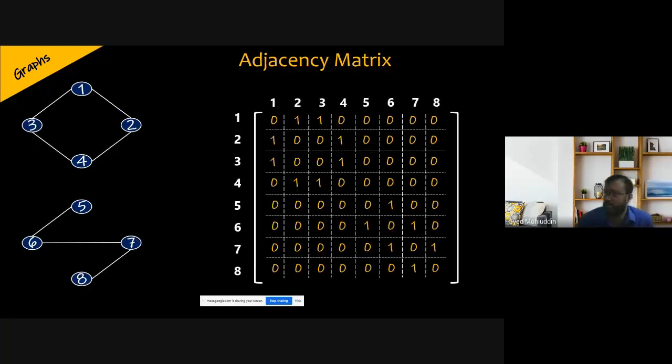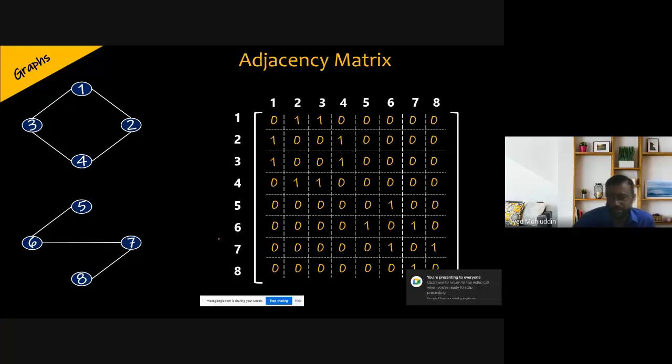Let us take this example. These are not two different graphs. These are disjoint graphs. This is a single graph with two components. Since there are 8 vertices here, we have 8 rows and 8 columns.